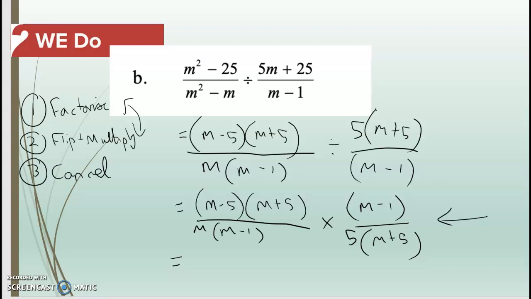So I can see this m plus 5 here, it's that one. We've got m minus 1 here, can cancel with that one off the top, one off the bottom. And I can't see anything else, so I'll just rewrite what I've got left. m minus 5 over 5m. Excellent.